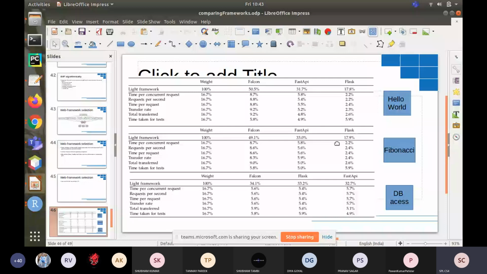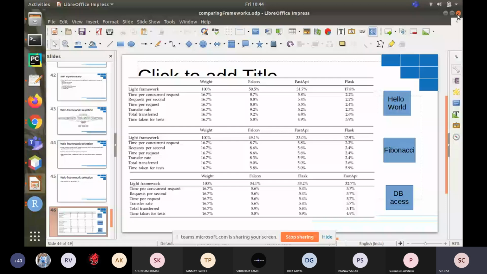And for an operation which is IO oriented, input output oriented, like database access, Falcon again wins, but the percentage is comparable to Flask and FastAPI, where Falcon has a 34.1% overall result, Flask has 33.2%, and FastAPI was 32.7%. So you could think of using such criteria to compare different web frameworks which are available to you. That's how we could compare the different web frameworks that we talked about in one of our previous sessions, to finally choose which framework will work best in our scenario.